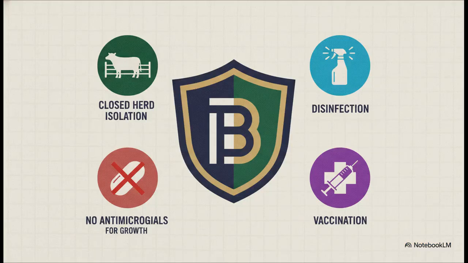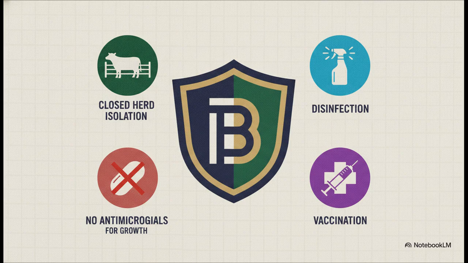So, how do we build a biosecurity shield and keep this out of our herds and flocks? It starts with strict exclusion. Ideally, you want to implement a closed herd policy. If you have to bring new animals in, isolate them until they yield 3 consecutive negative samples, period. When it comes to cleaning, use hardcore disinfectants like 3% sodium hypochlorite, iodophores, or formaldehyde fumigation.